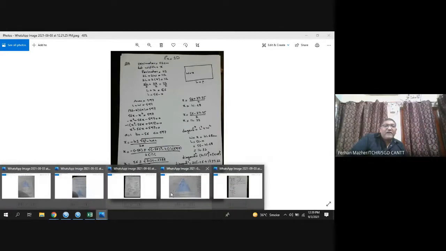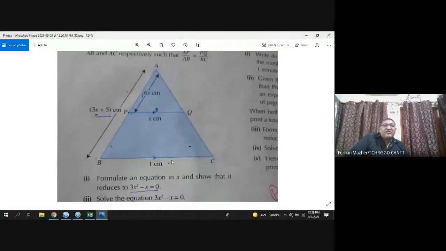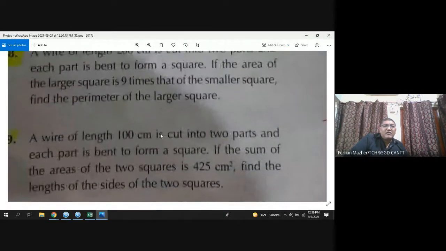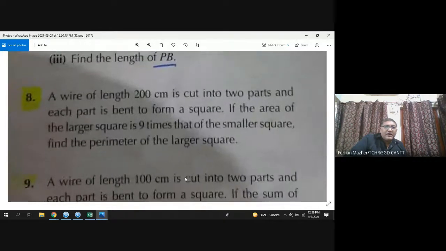Okay. So we are moving to the next question. The next question is showing up on your screen. That's question number 8. This is exercise 1D from D3. Question number 8. A wire of length 200 centimeter is cut into two parts and each part is bent to form a square. If the area of the larger square is 9 times that of the smaller square, find the perimeter of the larger square.